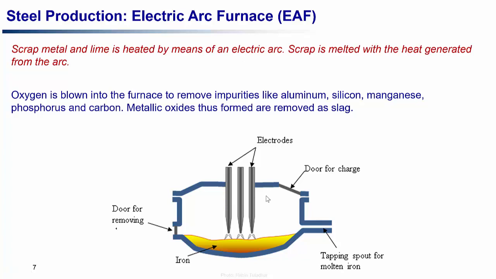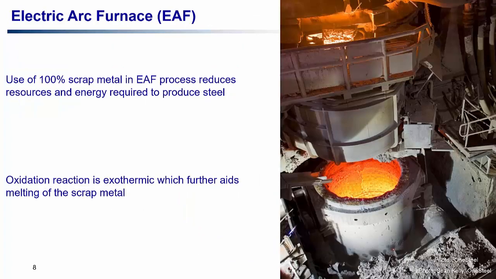The EAF process is used for making special quality steel such as stainless steel by alloying iron with other metals. Iron is alloyed with chromium, nickel, and carbon to produce stainless steel, which is resistant to corrosion. The EAF process uses 100% scrap metal, which reduces the resources and energy required to produce steel. And also the oxidation reaction is exothermic, which further reduces the energy required to melt the scrap metal.